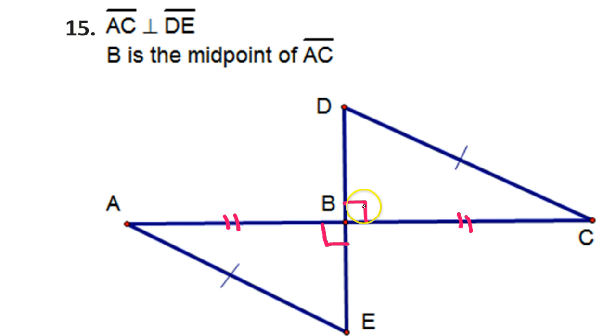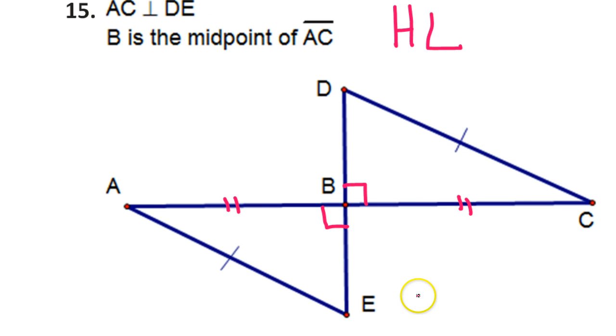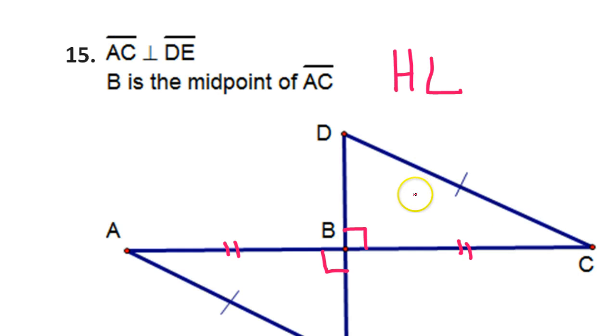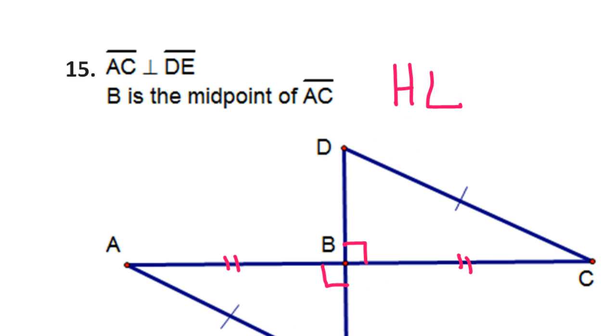Okay, guess which theorem I can use right now? I can go ahead and use Hypotenuse Leg Theorem. Because see these marks? That's the hypotenuse. And see these marks? That's a leg. So I've got the hypotenuse and the leg. They're congruent by hypotenuse leg.